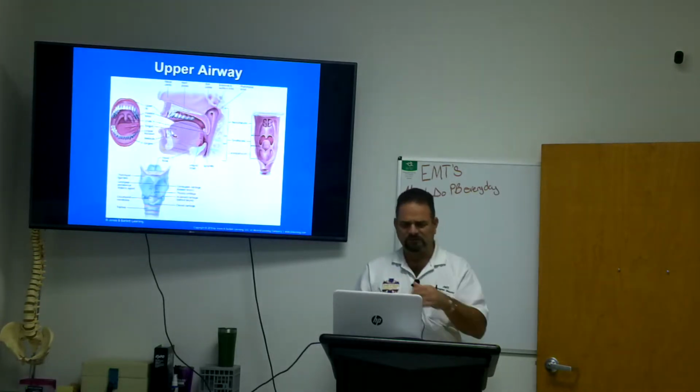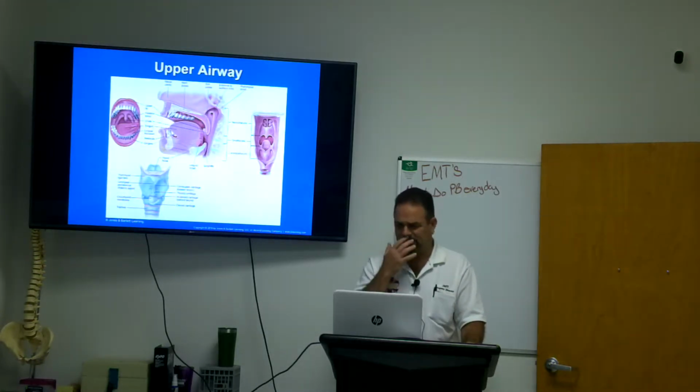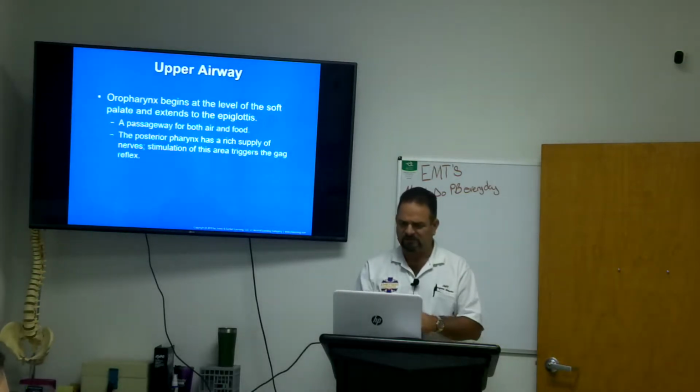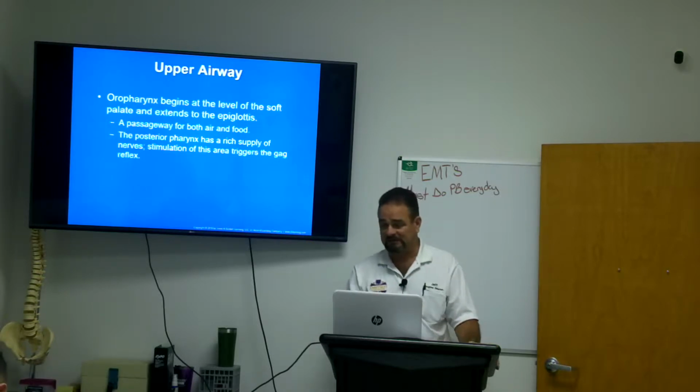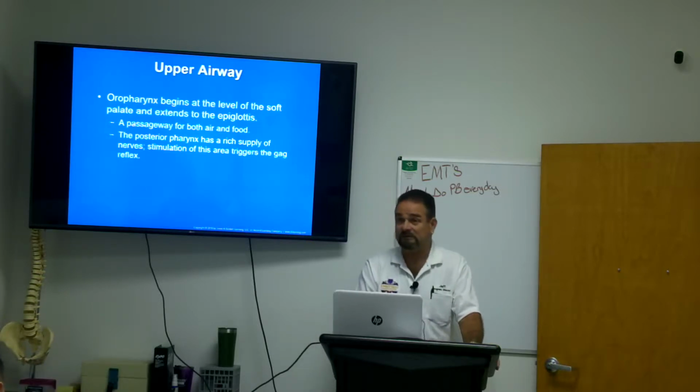Here's a figure that shows the divisions of the upper airway to include the oral cavity, the larynx, and also the pharynx. This is on slide number 254. We talk specifically about some functions of the oropharynx, which begins at the level of the soft palate and extends to the epiglottis. Basically, it functions as a passageway for both air and food. Right? It begins superiorly at the level of the soft palate and extends to the epiglottis inferiorly.